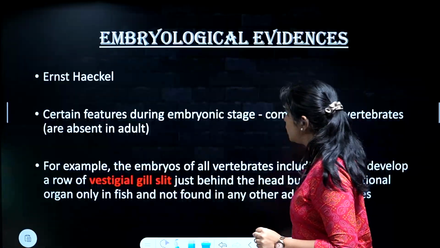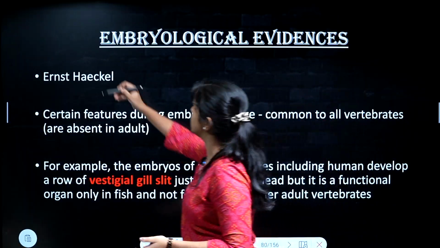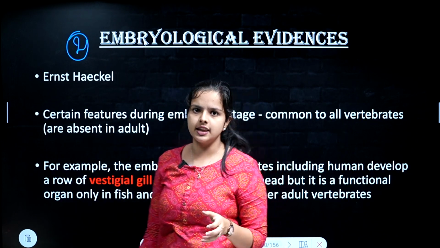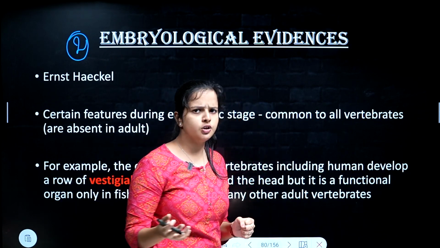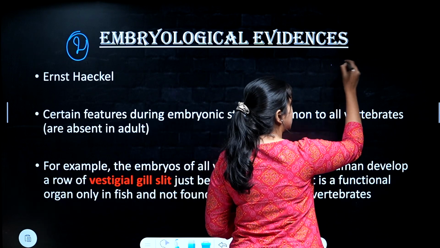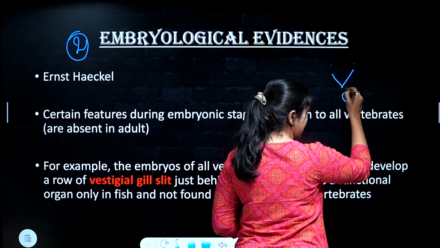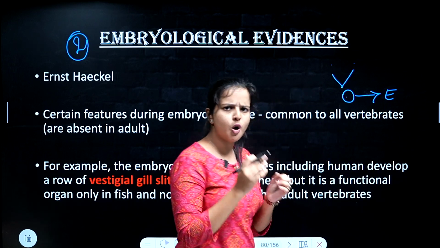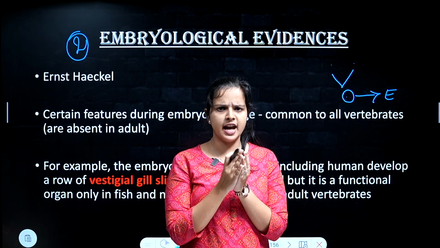Okay, now moving on, we have the next evidence, the second evidence, which is the embryological evidences. What do you mean by embryo? I think you already know what an embryo is. Sperm and ovum, the gametes fuse to form a zygote, and this zygote develops into an embryo. So embryo is nothing but a small stage of any organism, right?